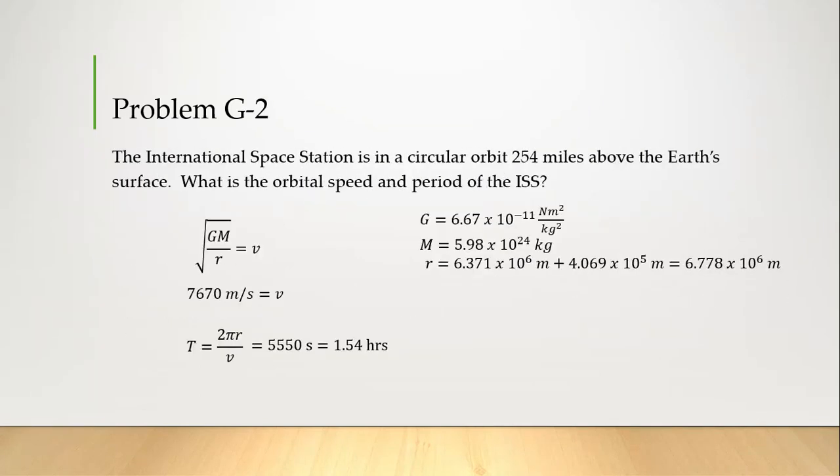Now the second problem that I have, and I forgot that I didn't do any animations here, I'm sorry, is we have the International Space Station, and it's in orbit about 254 miles above the Earth's surface, which seems like a long ways, but it's actually close enough that you can see it from the Earth's surface if the light is right.